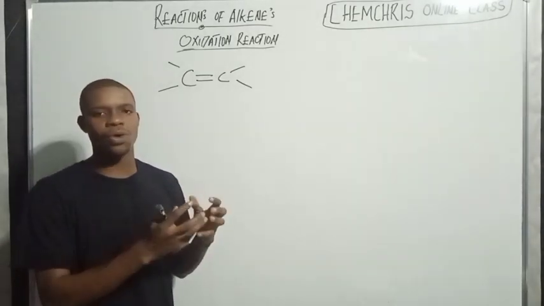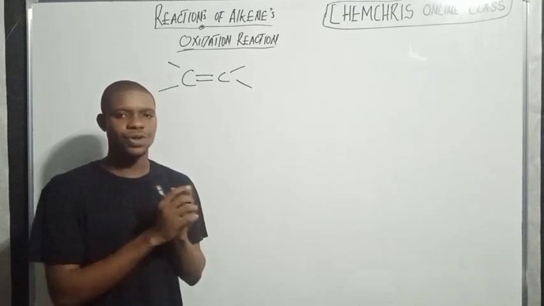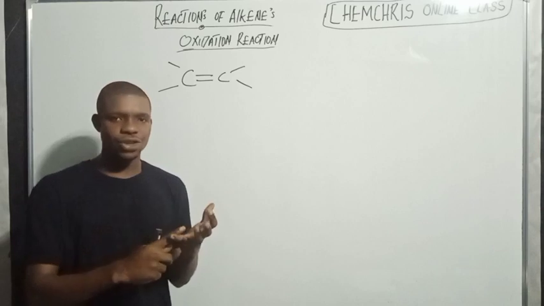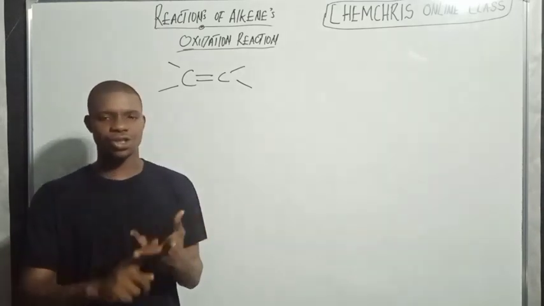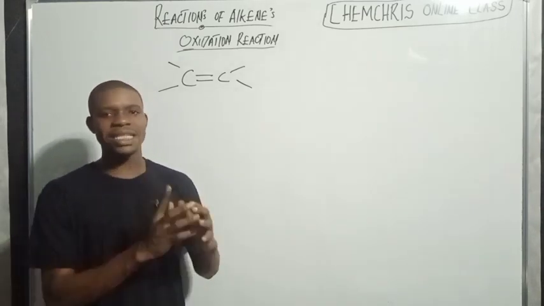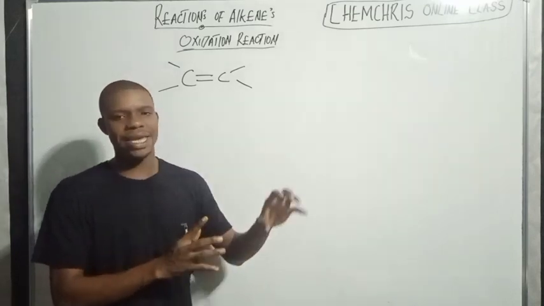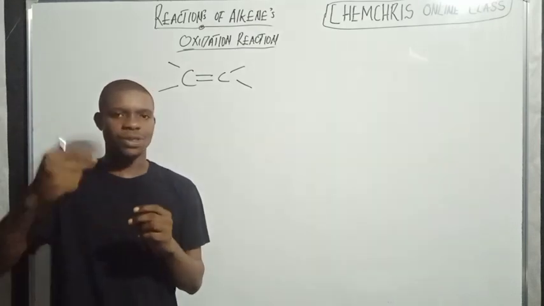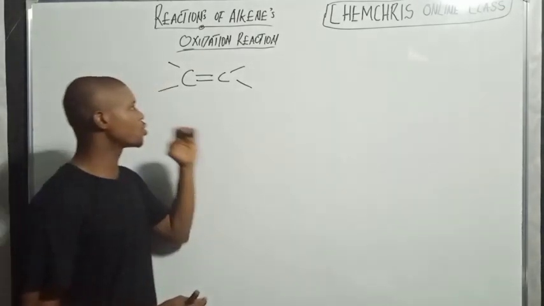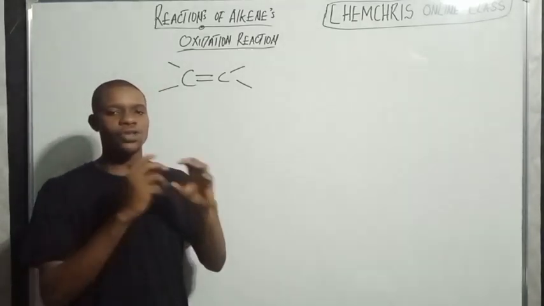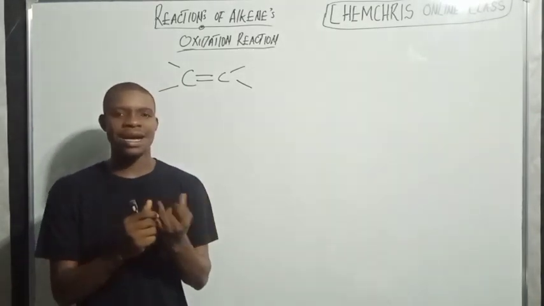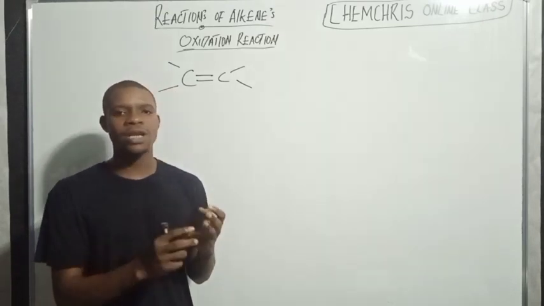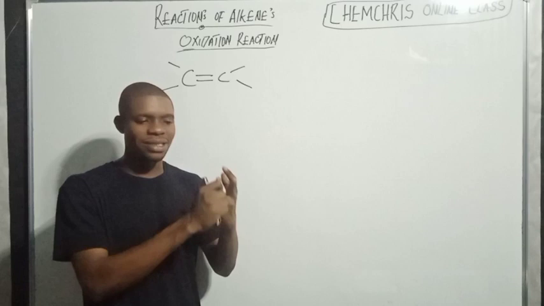So when alkenes undergo addition reactions, the reactions we looked at in our previous video were hydrogenation, halogenation, hydrohalogenation, and hydration. These reactions involve only breaking of the pi bond to get a single bond. Now when alkenes undergo oxidation, you can break the pi bond only, or I can break both the pi bond and the sigma bond.